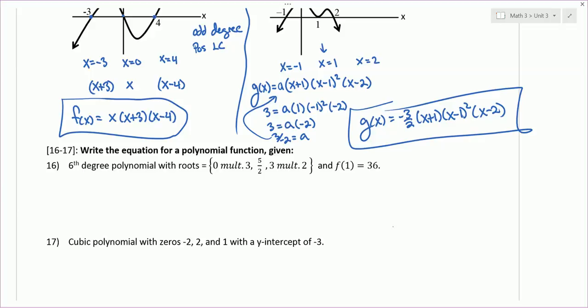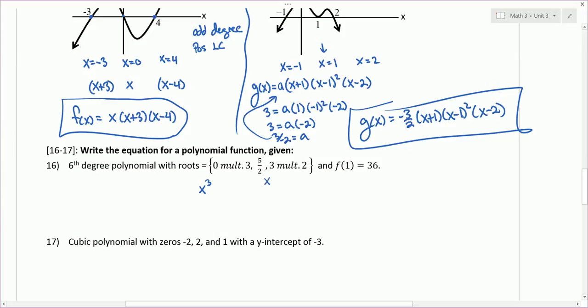We're going to write a 6-degree polynomial with roots 0, multiplicity of 3. Okay, so well, if the root is 0, our factor is x. If the multiplicity is 3, we're going to make that x cubed. We want our root to be 5 over 2.